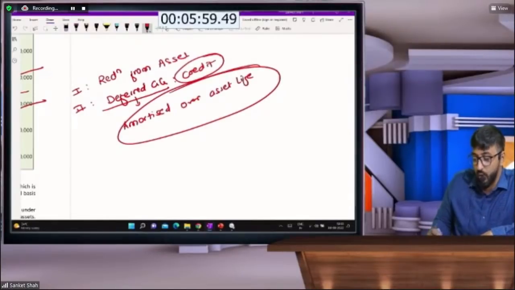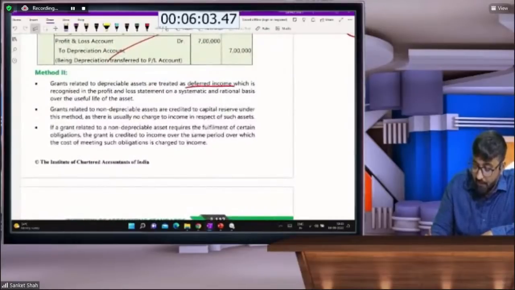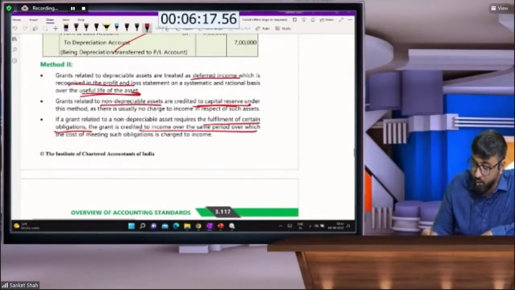Okay, so now what is this concept? It is deferred income, which is recognized in P&L over the useful life, and for a non-depreciable asset, it is credited to capital reserve. If a non-depreciable asset has certain obligations, it is also covered under income.